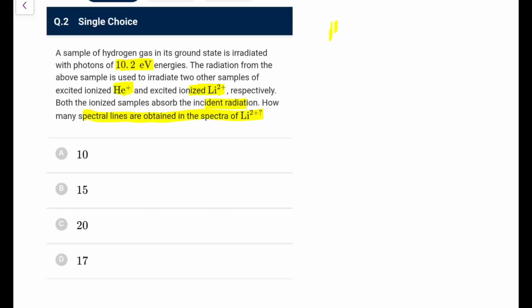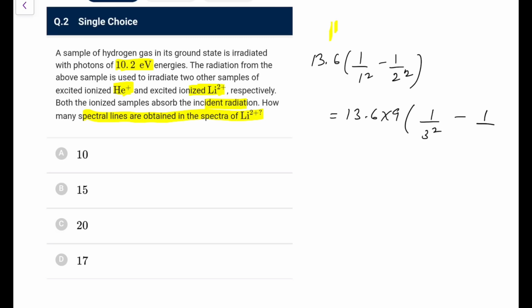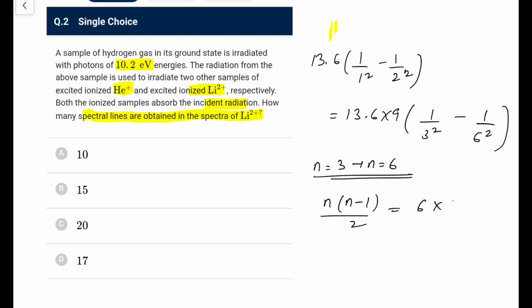Okay, here this difference is 13.6 into 1 by 1 square minus 1 by 2 square, and therefore for lithium 2 plus you will have 13.6 into 9 into 1 upon n lower square minus 1 upon n higher square. So I can take this 9 here, it will become 3 square, and 36 means it would be 6 square. If you compare with this, that means it goes from 3 to 6. So from 6, how many number of lines can be obtained? That would be n into n minus 1 by 2 with the higher number, that is 6 into 5 by 2, which comes out as 15 lines. 15 spectral lines will be seen.